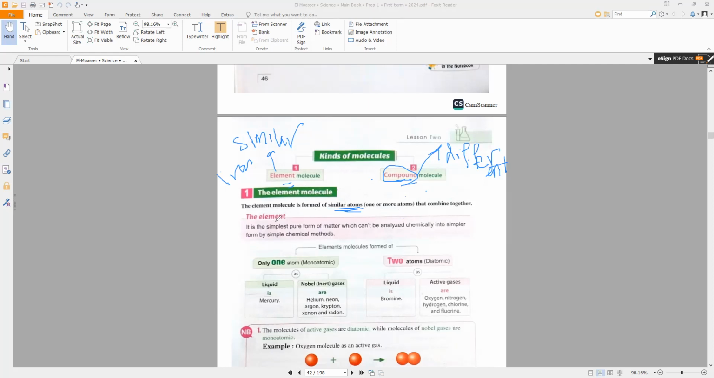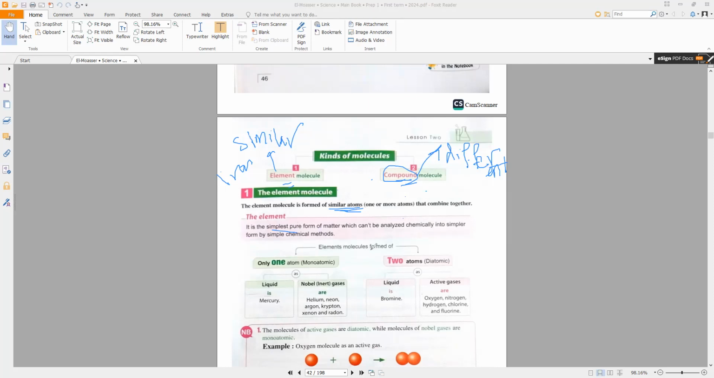Another definition of the element is that it is the simplest pure form of matter which can't be analyzed chemically into a simpler form by simpler chemical methods. So the element is the simplest pure form. Why is it simple? Because it consists of similar atoms.